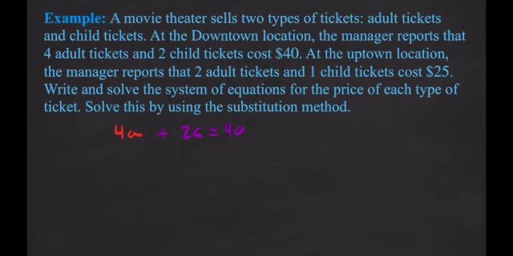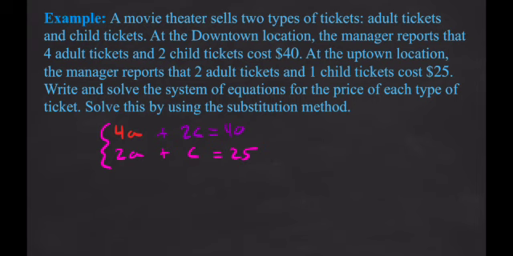At the second location, we're going to do the same thing. So we have 2 adult tickets and 1 child ticket. That's going to be $25. We have just created ourselves a system of equations where we are going to compare the 2 equations and see if they have a solution in common. We want to write and solve the system of equations for the price of each type of ticket.